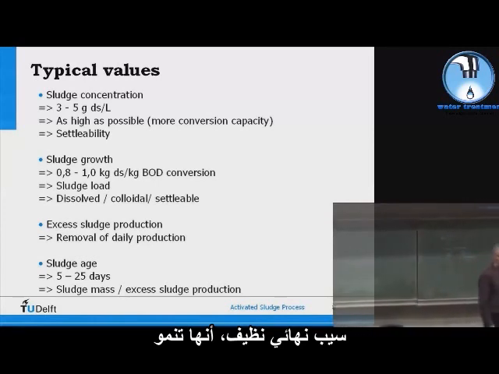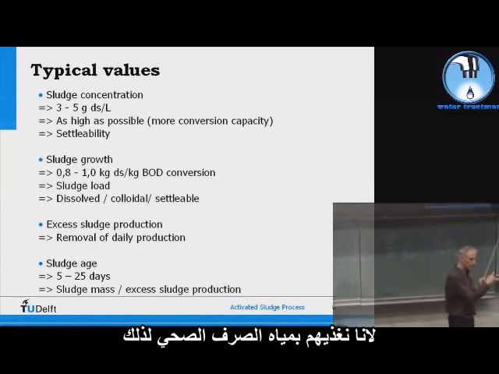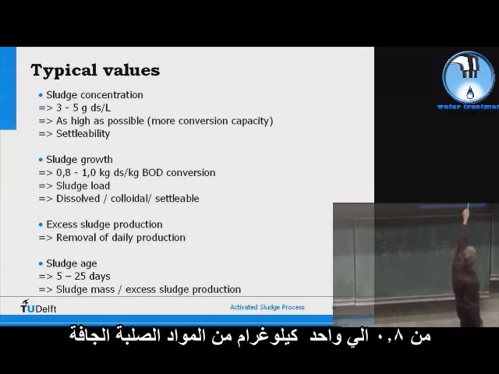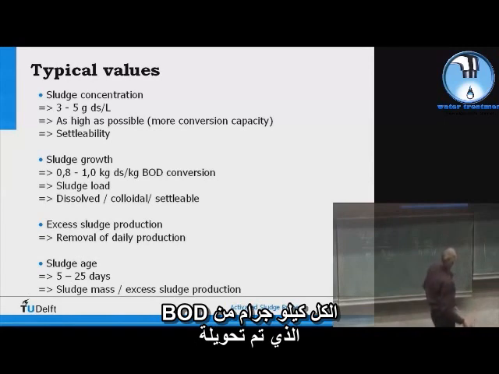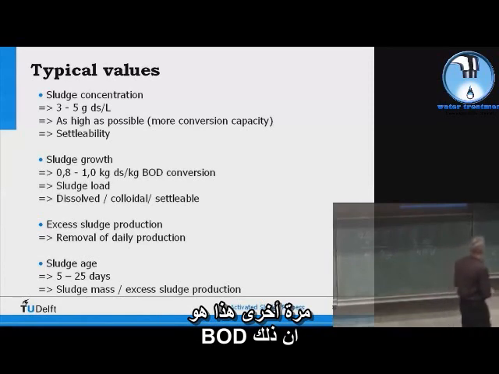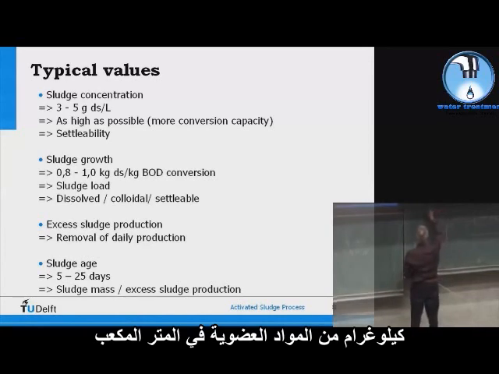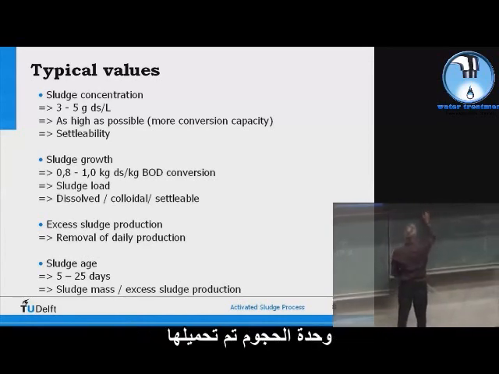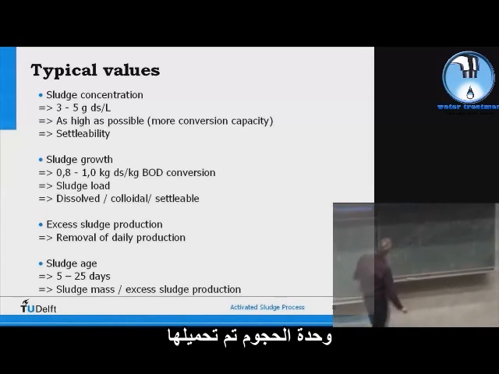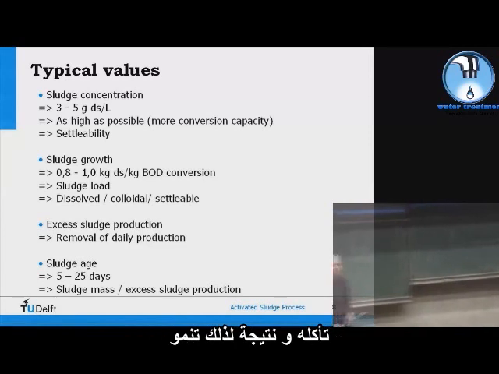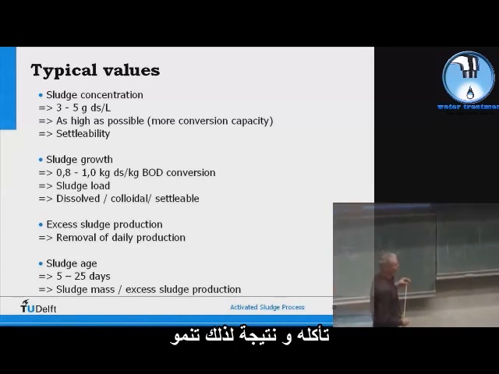They grow, because we feed them with wastewater, so they grow. And the growth is about 0.8 to 1 kilogram of dry suspended material per kilogram of BOD converted. So the BOD, again, that's the kilograms of organic material per cubic meter, unit of volume, that's loaded to this reactor.